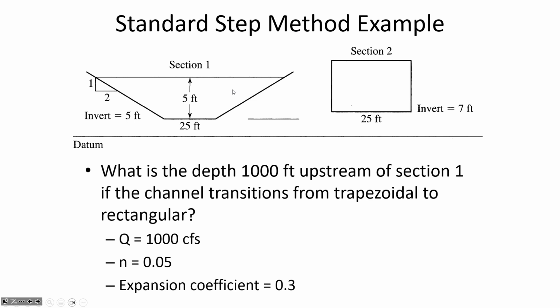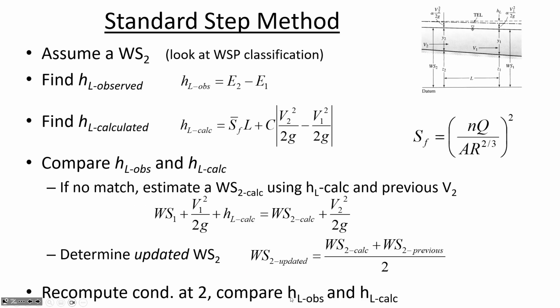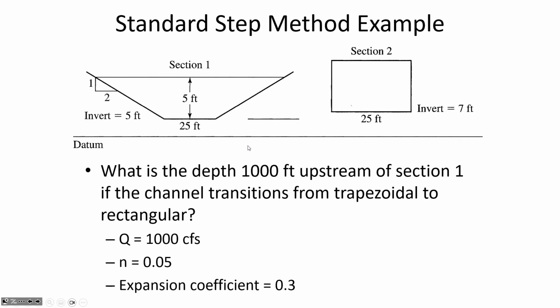So basically, we want to find out what's going to be the new depth. This is a channel that has an N value of 0.05, and then the expansion coefficient, the C value here, refers to some energy losses that occur as the channel section changes.